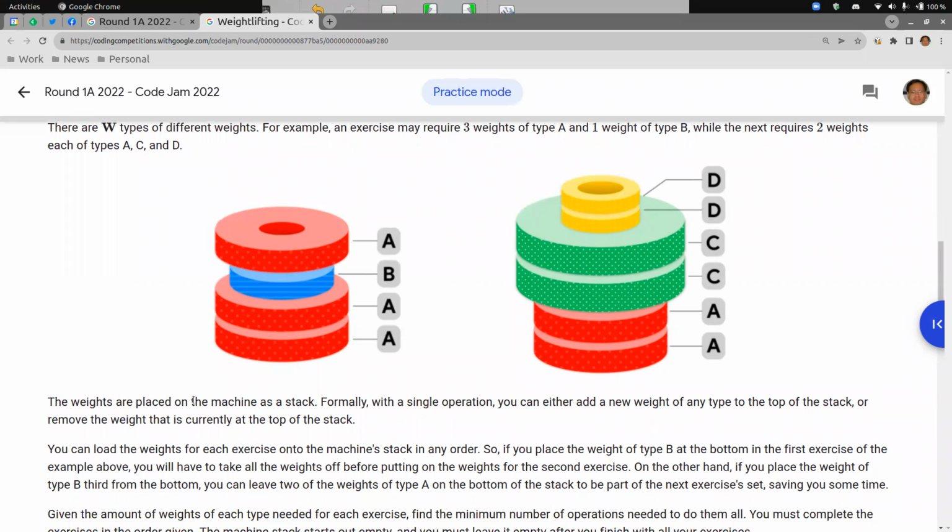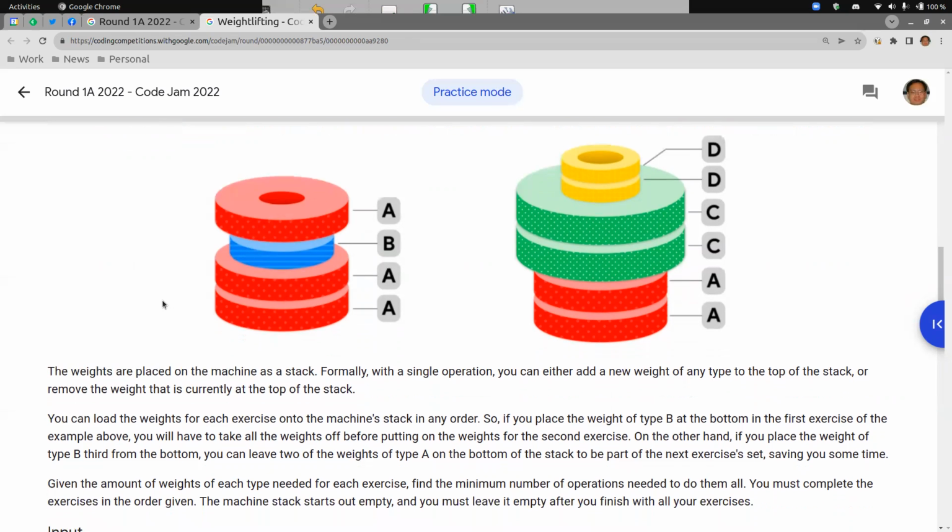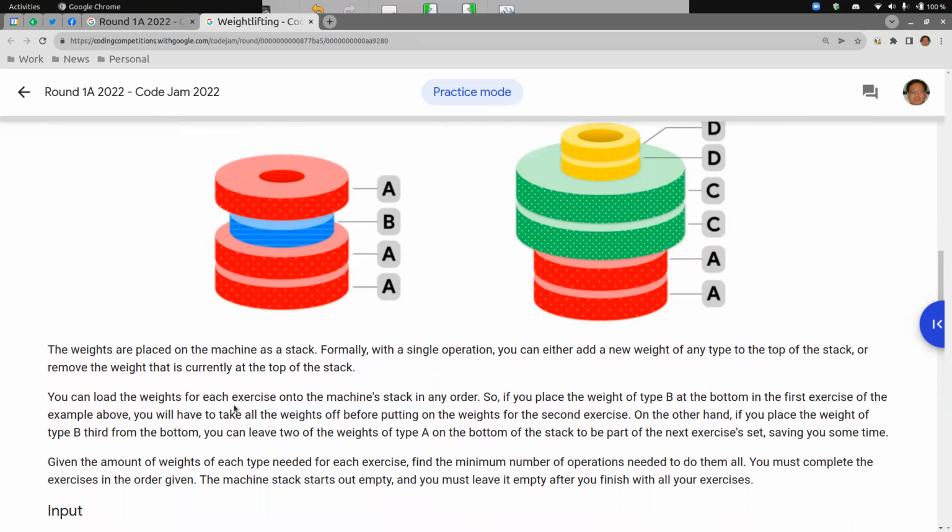The weights are placed on the machine as a stack. Formally, with a single operation, you can either add a new weight of any type to the top, or remove the weight that is currently at the top. So you can only get rid of the top or put things at the top. You can load the weights for each exercise onto the machine stack in any order, right? So if you want 3 A's and 1 B, you can put it like this, or you can put the B on top and 3 A's on the bottom, or you can put the B on the bottom and the A's on the top, or whatever.